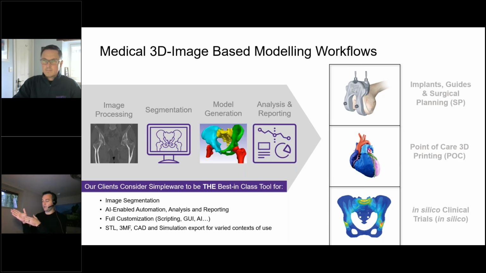models that can be used for us. It's focused on three main areas: implants, guides, and surgical planning; point of care 3D printing; and in silico clinical trials, and other ways of leveraging simulation for things like medical device design and regulatory clearances. Our clients consider us a best-in-class tool for image segmentation, AI-enabled automation, analysis, and reporting. We can fully customize it with our scripting, our GUI, and our different AI algorithms, and the standard exports of STL, 3MF, CAD, and simulation exports allow us to cover varied contexts of use within these three main markets.